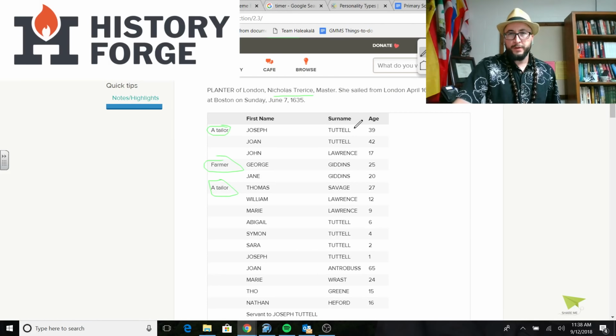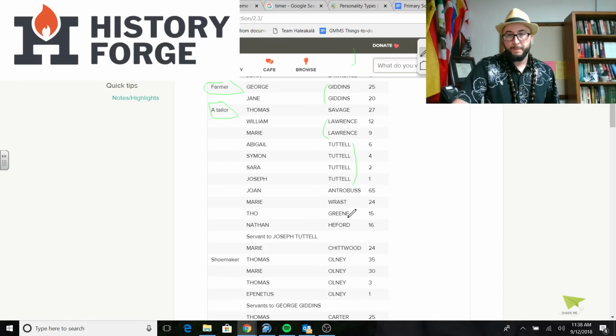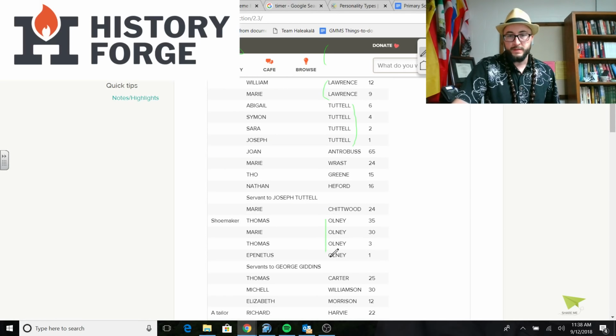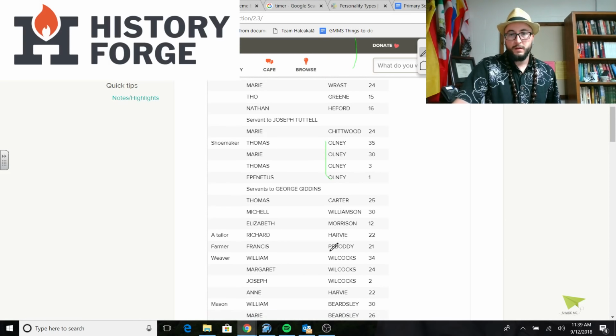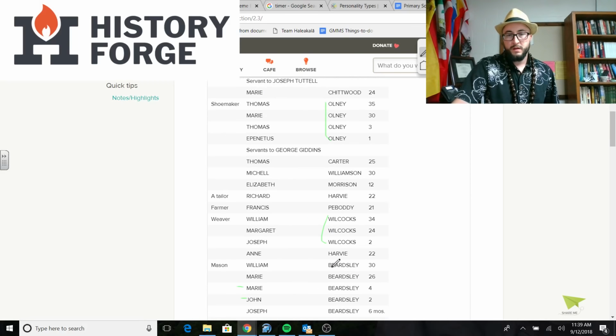And again, I'm just looking for anything that jumps out at me. For example, I noticed that the Tuttles are actually mentioned a lot. And now that I've said that, I see a Lawrence. I see another Lawrence. There's 2 Giddens. A big group of Olneys. Olneys, it's a hard word to say. Group of Wilcox. That's interesting.